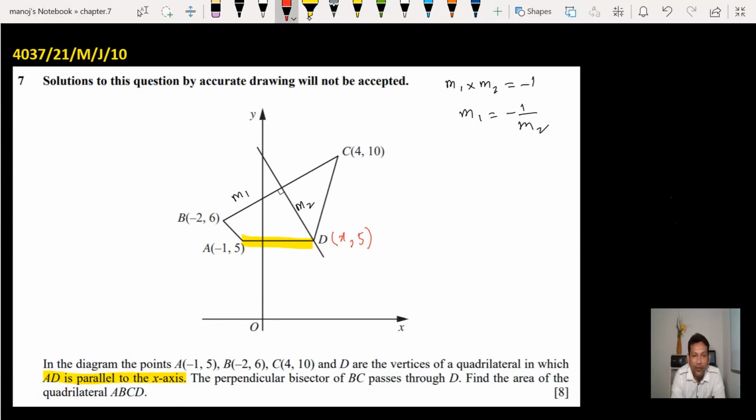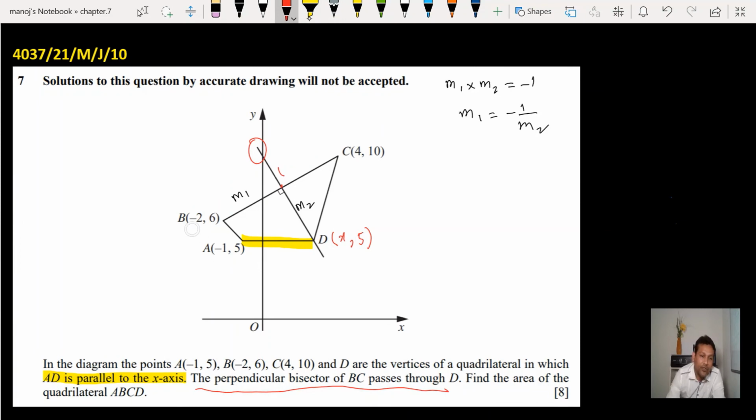When a line is parallel to the x-axis, all the values of y will be the same. Okay, we got the coordinate x comma 5. Second thing here, the perpendicular bisector of BC passes through D. BC is perpendicular, it means this line passes through it. We see this perpendicular line, it means this is the midpoint. What are the coordinates?